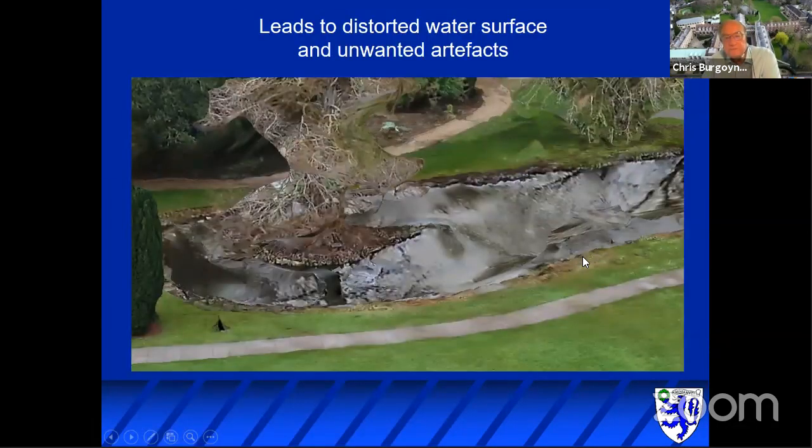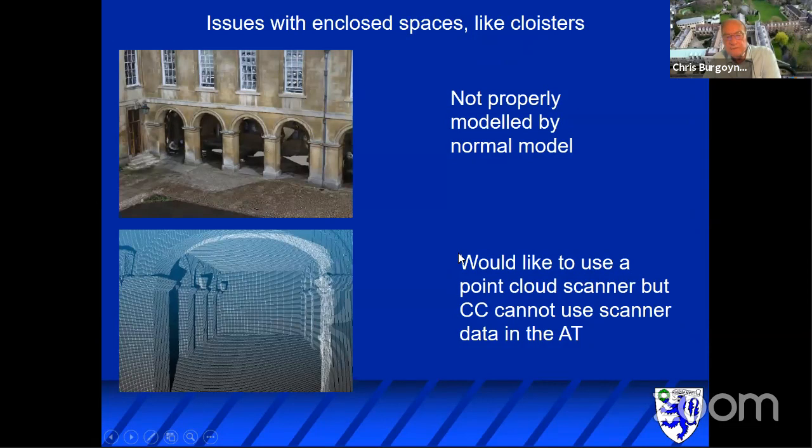And what that leads to are things like this. This is the pond, and this is actually a great big valley which it's putting into the water surface. And of course, that valley isn't there. There is no valley there in the water surface. But it's something that you have to be careful about and try to avoid. And there are also issues with enclosed spaces, such as the cloisters. And the drone doesn't look into the cloisters.